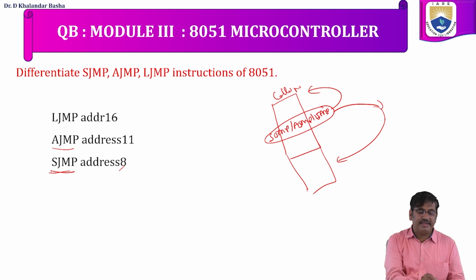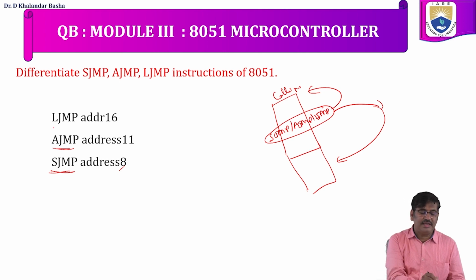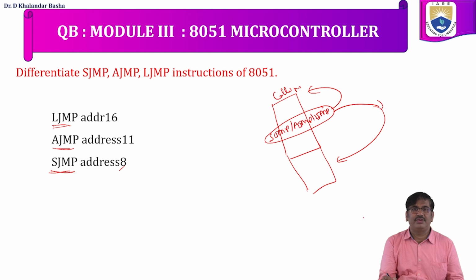The next one is A jump, which is absolute jump. In the absolute jump, the relative address we are going to specify with 11 bits of address. Whereas L jump, which is a long jump, where the location we are going to jump, we are going to have a displacement of 16 bits. So the relative address size will differentiate the S jump, A jump and L jump: 8 bits, 11 bits and 16 bits respectively.